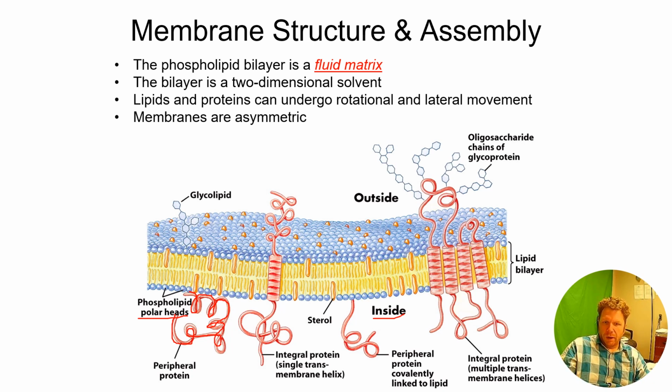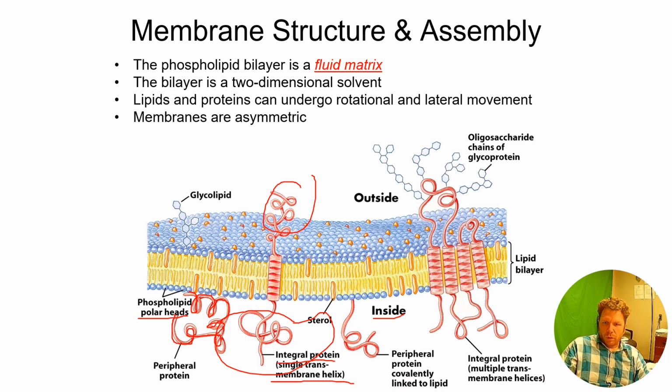Now, in comparison to that, if we jump over here, an integral protein, that means that protein has been integrated within the lipid bilayer. This is a single transmembrane helix, and this integral protein has one termini on the inside of the cell and one termini on the outside of the cell.